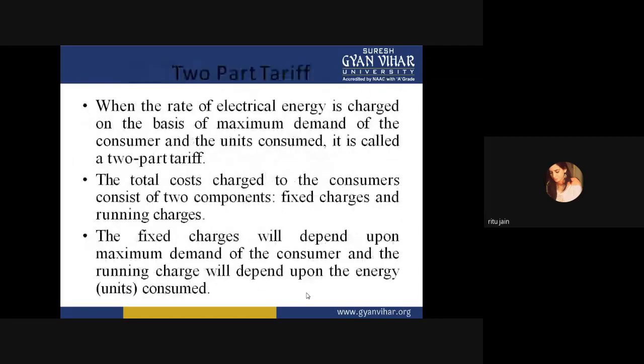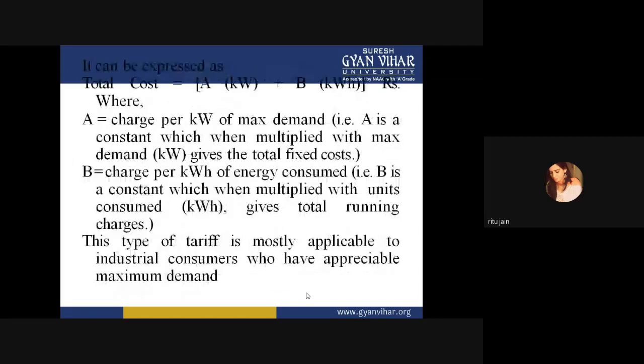So this is all about your two-part tariff, and it can be expressed as total cost equals A kilowatt plus B kilowatt hour rupees, where A is the charge per kilowatt of maximum demand, a constant, which when multiplied with maximum demand gives the total fixed cost, and B is the charge per kilowatt hour of energy consumed.